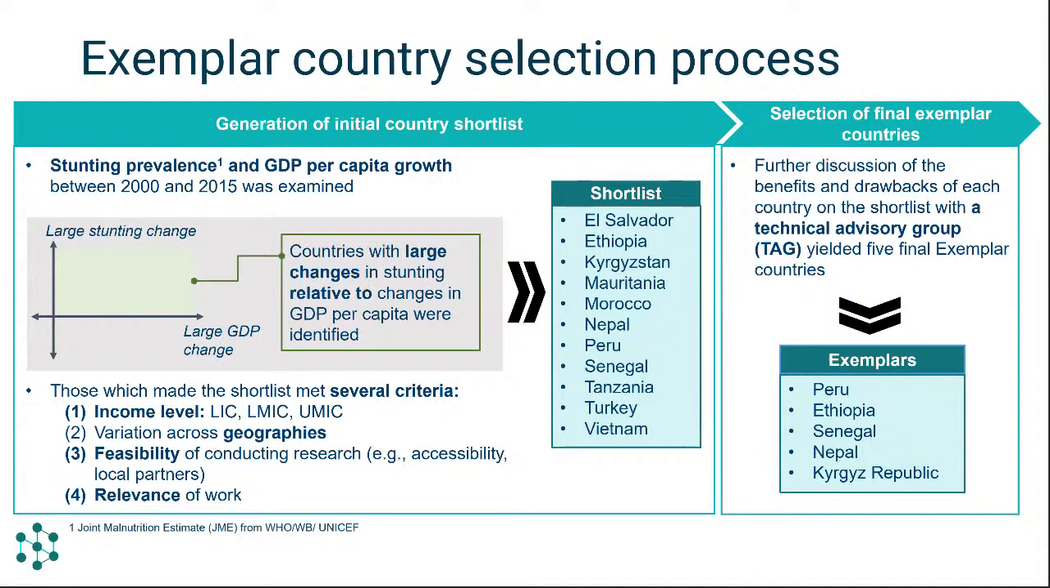Within that subset of countries, the short list we're seeing on the far left here, ranging from El Salvador to Vietnam, are there specific instances that we want to dig into from a research feasibility perspective, where data and evidence permit, to begin to understand why that change occurred? That was something we tackled as part of this first phase of work. The first 5 countries that we dug into, on the far right here, are Peru, Ethiopia, Senegal, Nepal, and the Kyrgyz Republic, in coordination with a broader technical advisory group.